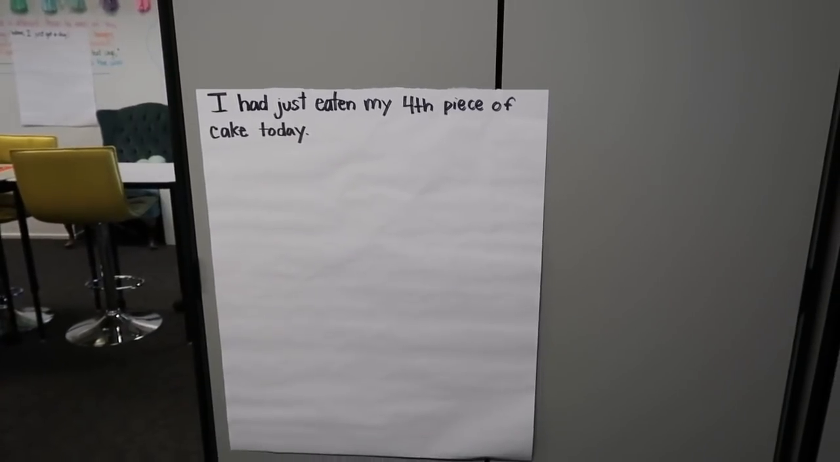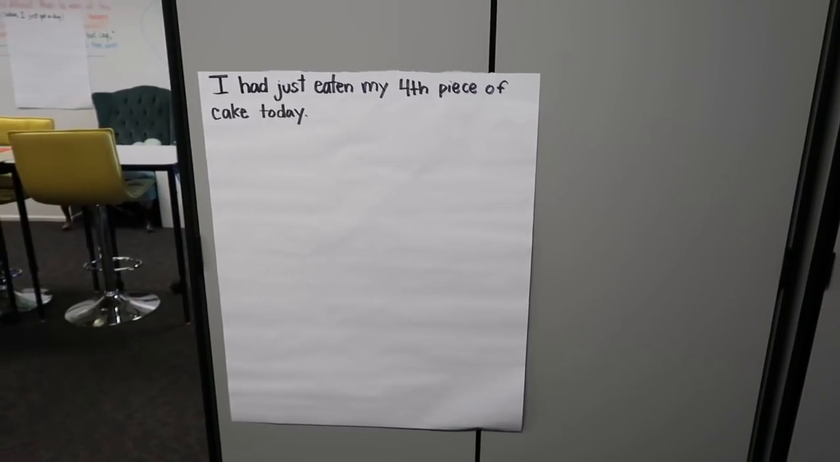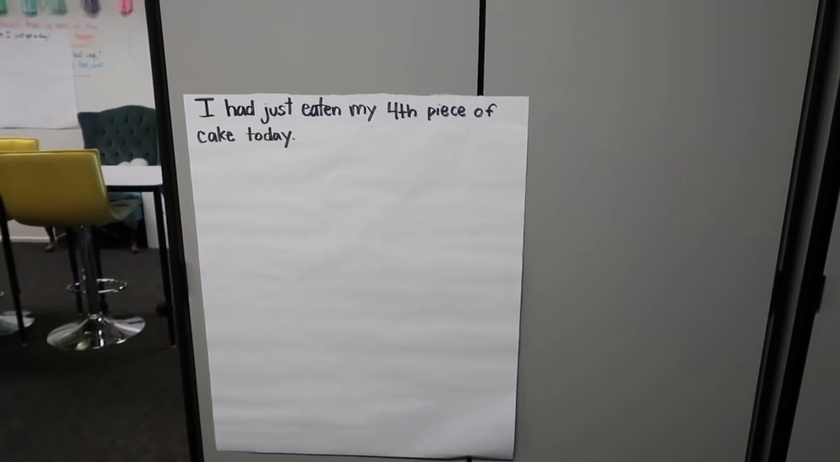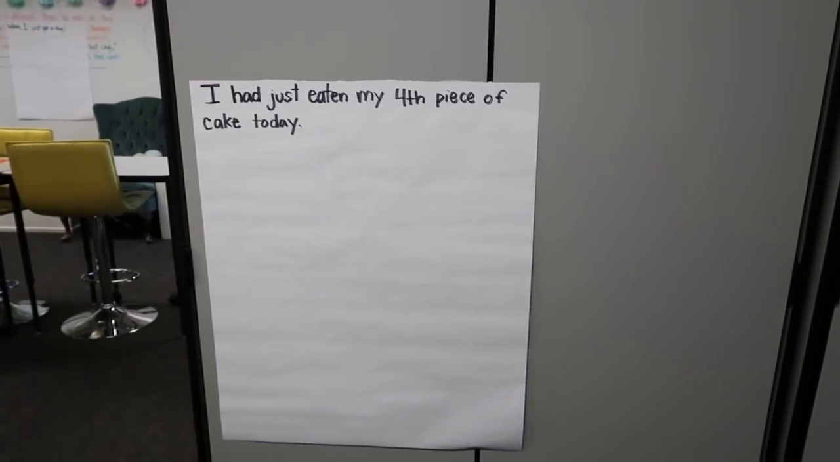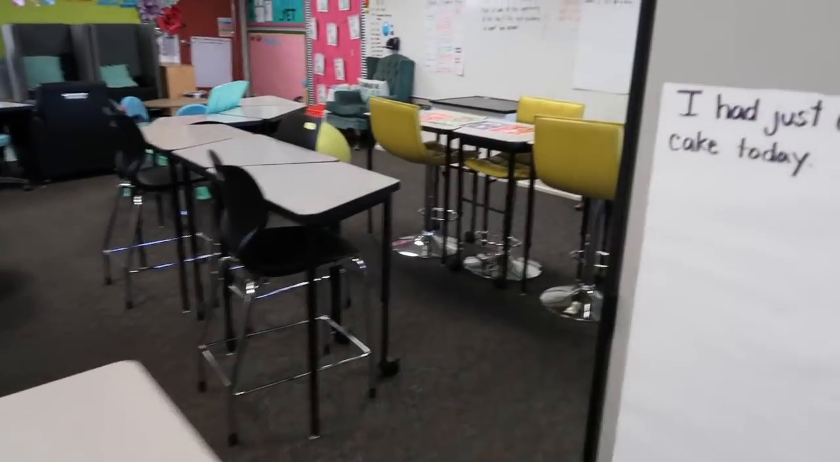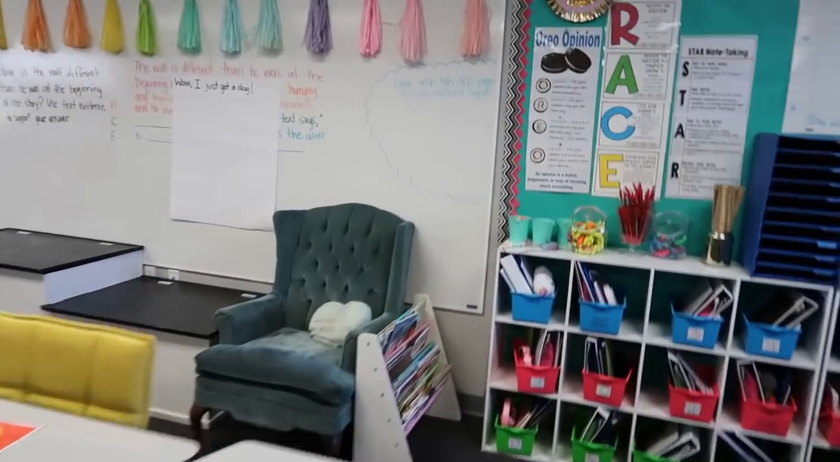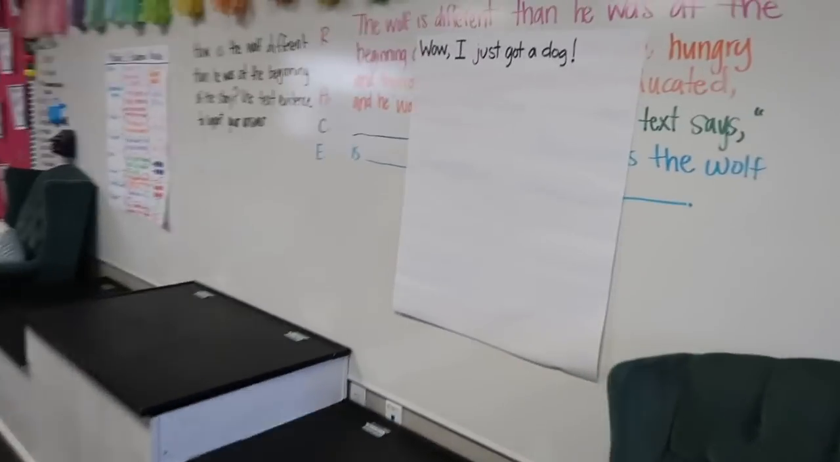But one group is going to start off with this paper. It says, I had just eaten my 4th piece of cake today. I can think of a lot of things that they could jump off from there with. So we'll see how that goes, and that is back by my desk area. That's gonna be one corner. It's kind of hard to find places where they could actually write too.